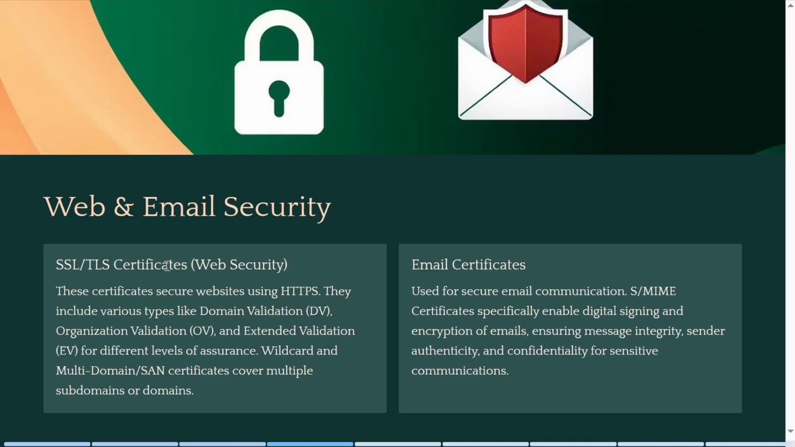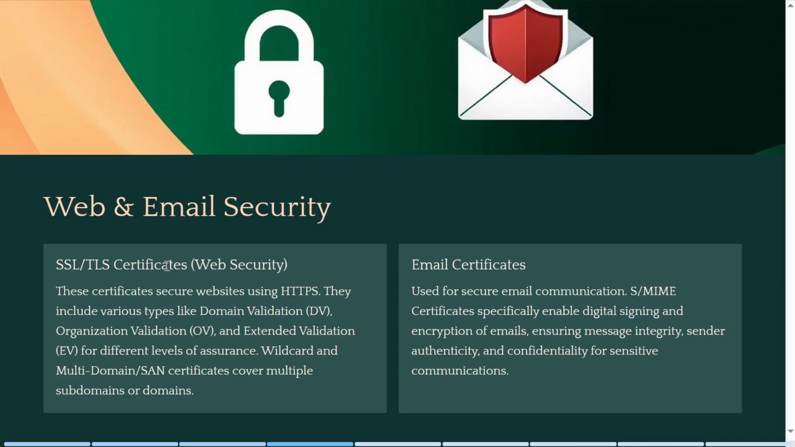Okay, so these certificates can be of types like domain validated certificates, organization validated certificates, or extended validated certificates. These are different types. We'll see what these types are in the future, but for the time being, we can say that all of these types are part of the SSL/TLS or web certificates.